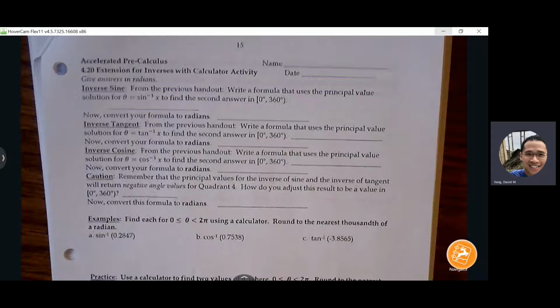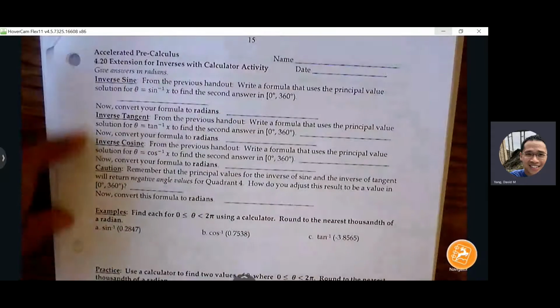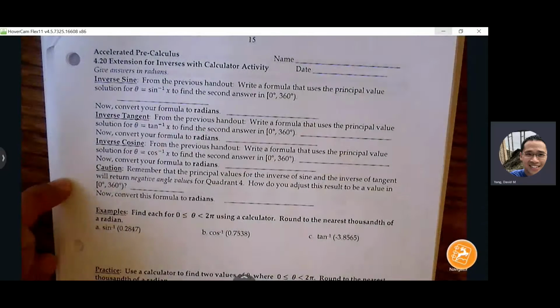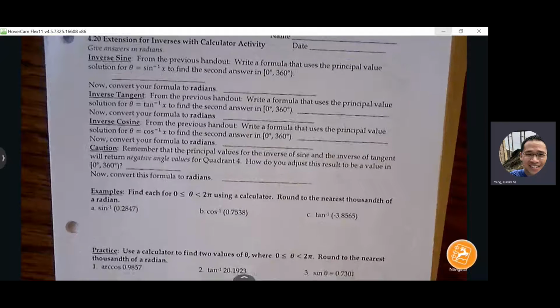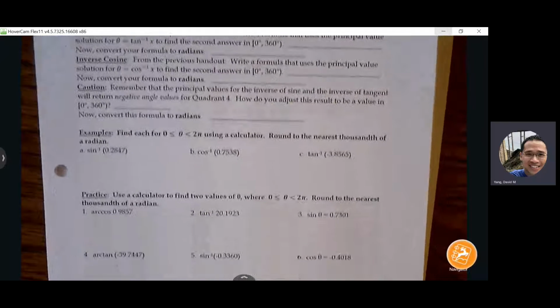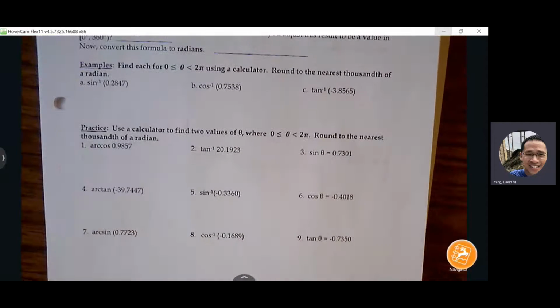Okay. I'm just going to go ahead and skip this portion here because we already know the procedure. We're just going to need that practice. Okay, so you guys can go to page 15, and we're going to go straight to example A. You can have your calculators out.